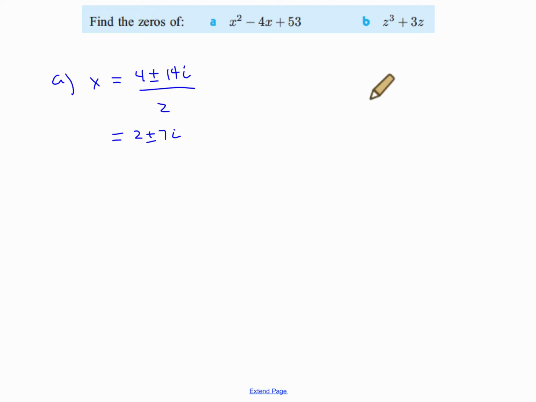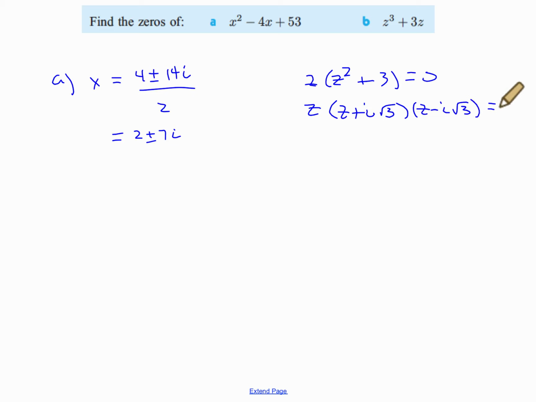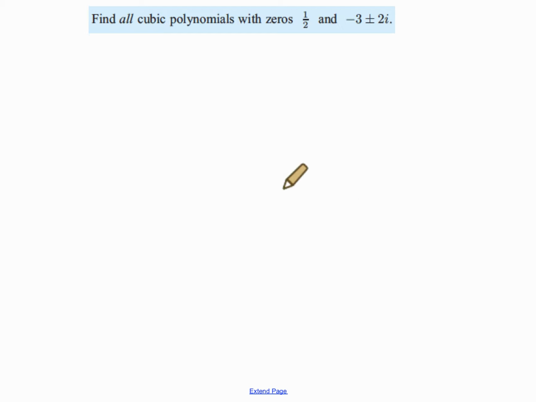Same idea here. This factors into, we'd have to set it equal to 0, which seems kind of silly, z times z squared plus 3 equals 0. So then we would have z plus i root 3, z minus i root 3, we've done this before, equal to 0. So then the zeros would be negative i root 3, 0, and i root 3. Okay? Just giving you the distinction.